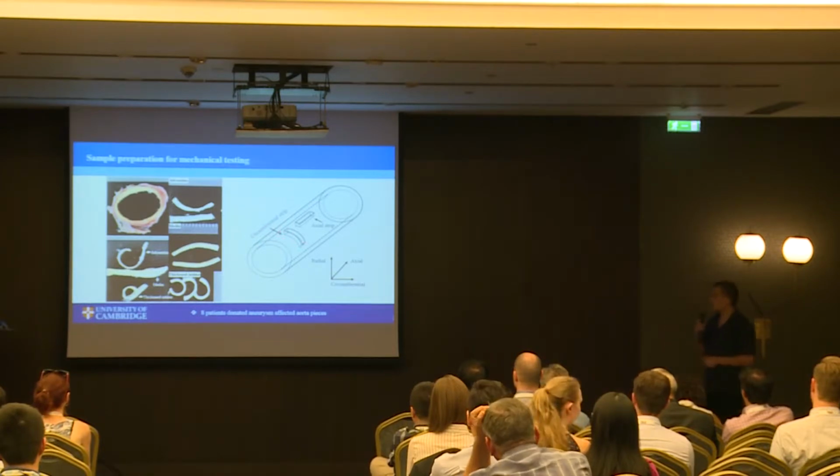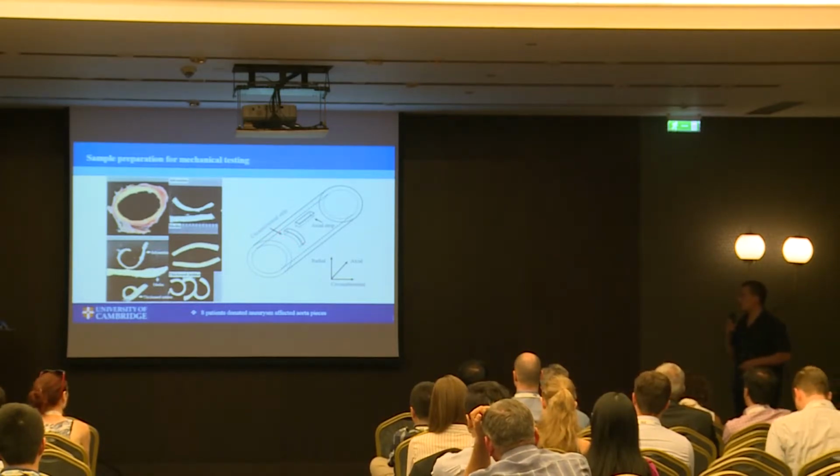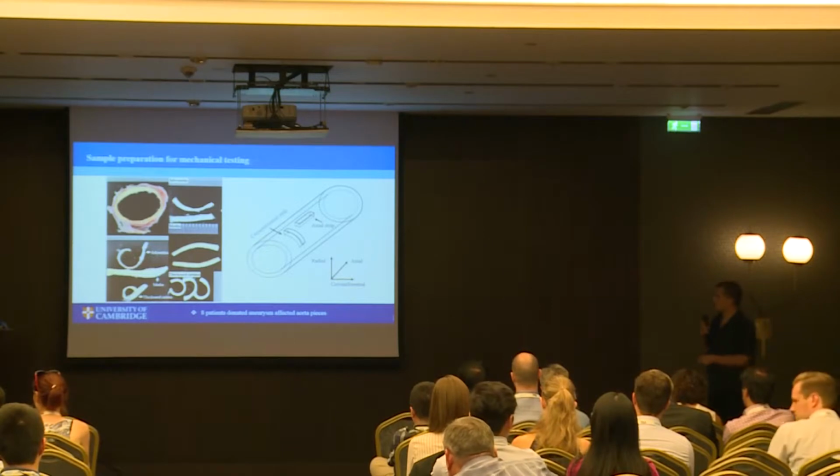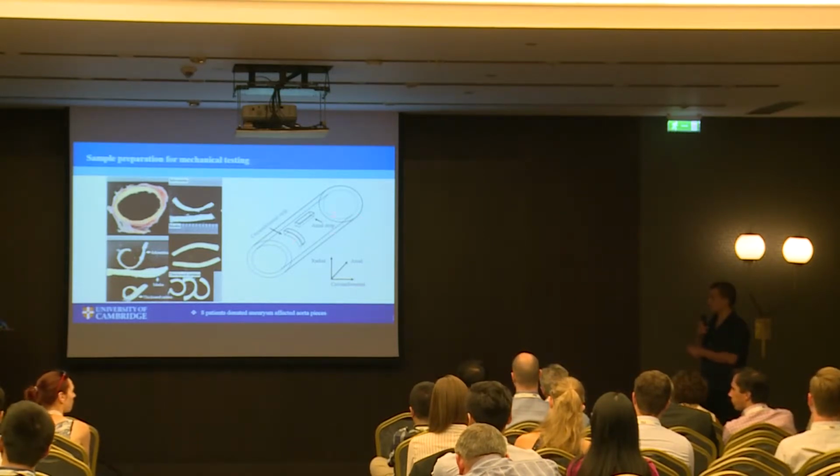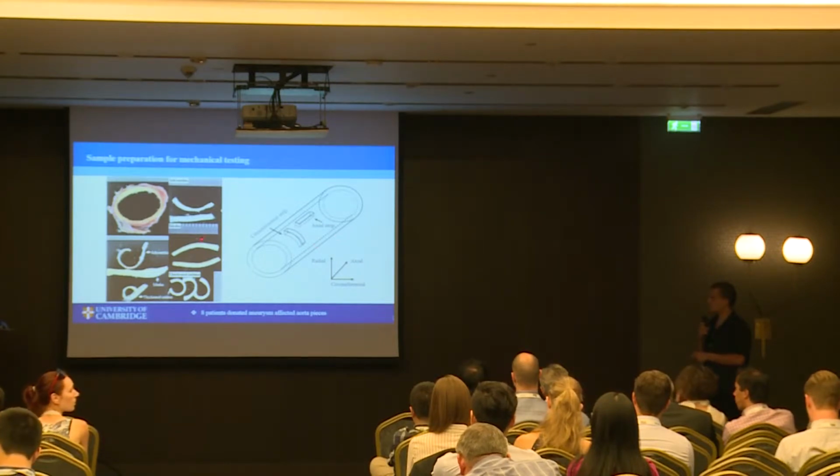And because we already know that the aortic wall has an anisotropic material property, it will have different mechanical properties in its axial and circumferential orientations. So we obtain these strips both in the axial and the circumferential orientations.